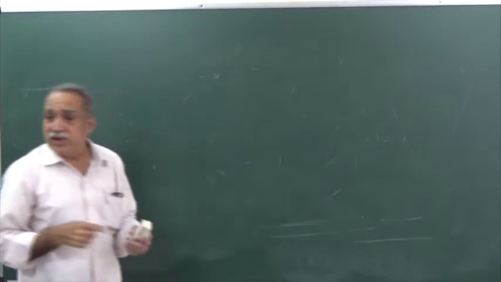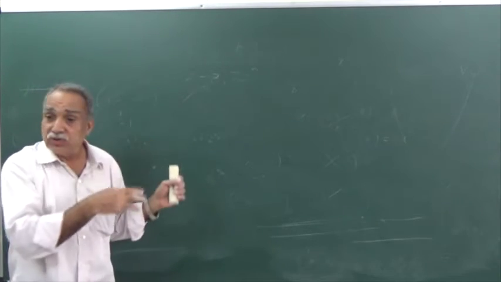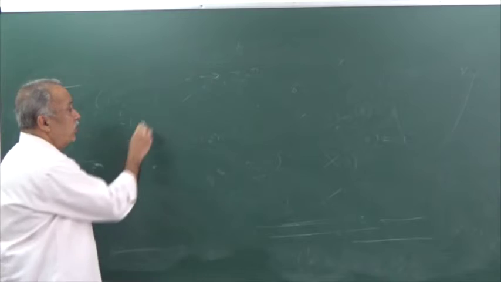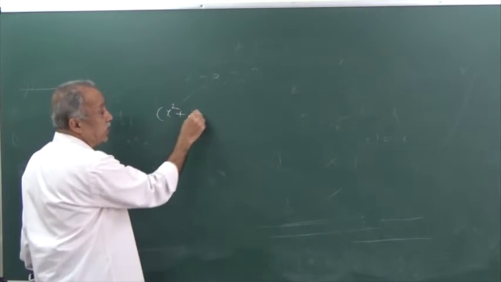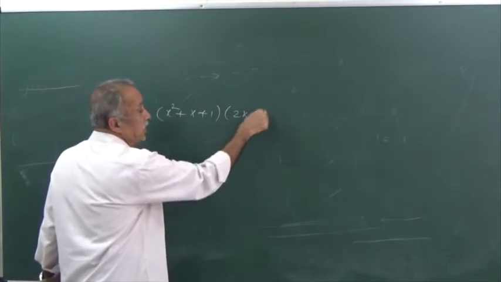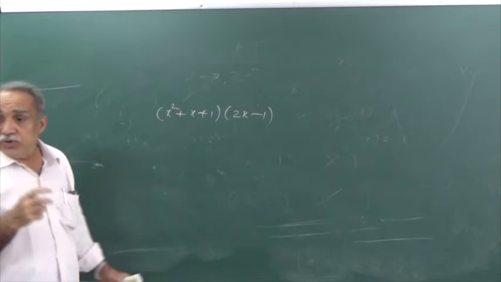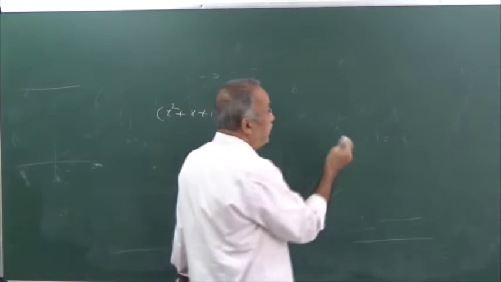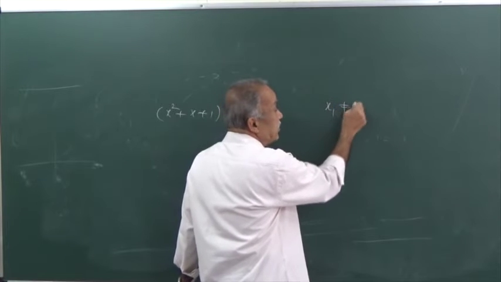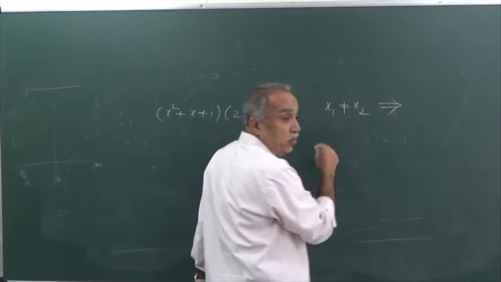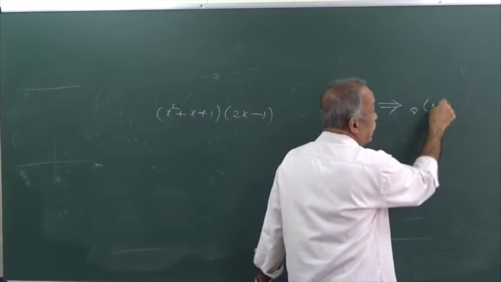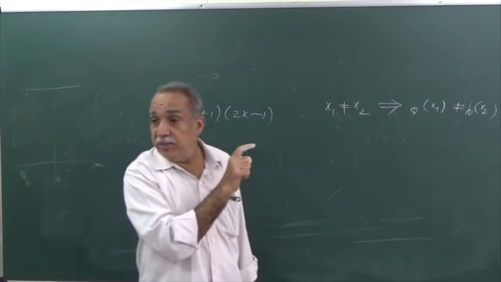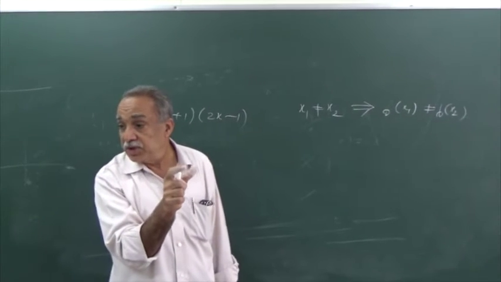Suppose your formula is a little bit more complicated. So far as examples, I was considering very simple functions. Suppose you have a formula like x square plus x plus 1 into 2x minus 1, something like this. How do you check whether the function is 1-1? A very simple, efficient method. The definition says, as long as x1 is not equal to x2, you must have f of x1 not equal to f of x2. This is our requirement. Different elements must have different images.